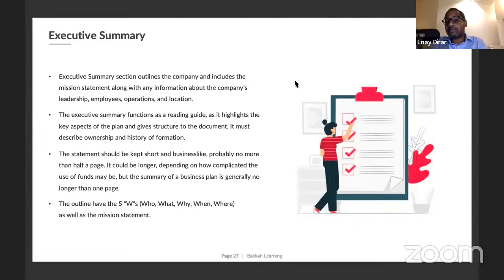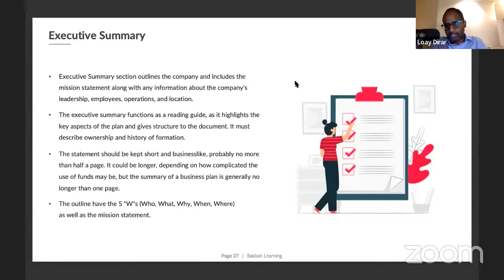Okay, the executive summary section outlines the company and it can include the mission statement. A mission statement is a statement of how we are going to bridge the gap. You do have a vision statement. The vision statement is the dreaming piece, but the mission statement is the doing piece. So it must include a mission statement, or a high-level view of your strategy, along with information about your company's leadership, who your employees are, and what the history of your company is.